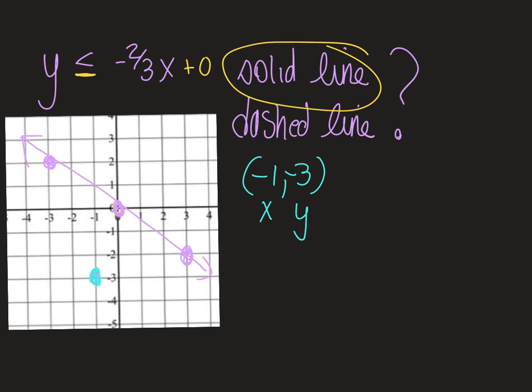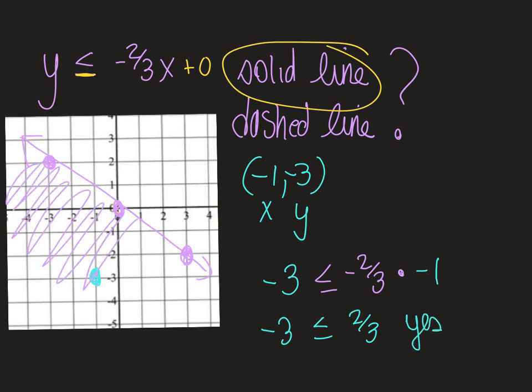Here's time for a new question. What will it look like when I replace x with -1 and y with -3? Well, if I replace y with -3, it's going to go there. If I replace x with -1, it's going to go right there. So I'm asking myself, is -3 less than the answer to this? Well, 2 negatives make a positive, so it's positive 2/3. Is -3 less than or equal to positive 2/3? The answer is yes. So we were correct. We're shading down here.